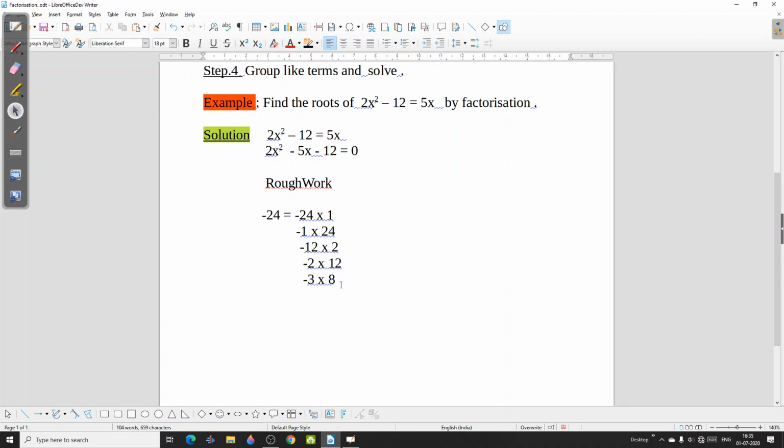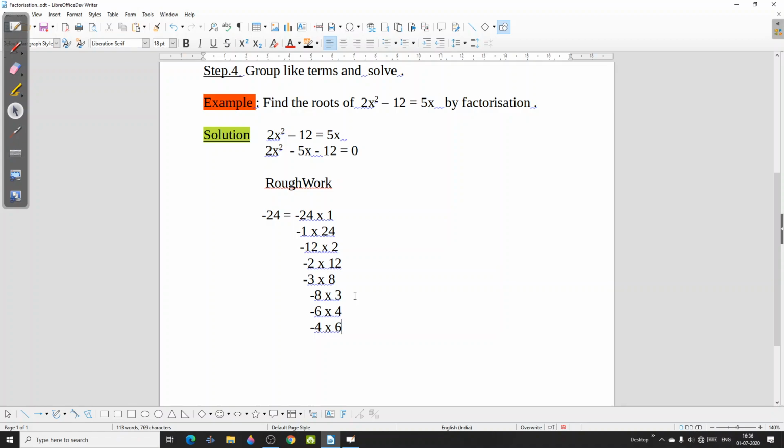Then also we can write minus 6 into 4, which is also 24, and the reverse of this is minus 4 into 6. So these are all the possible ways we can write 24 as a product of two factors.